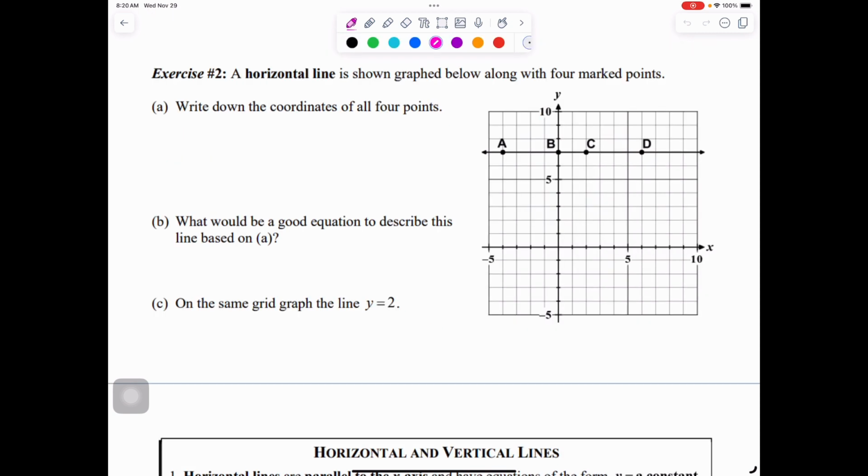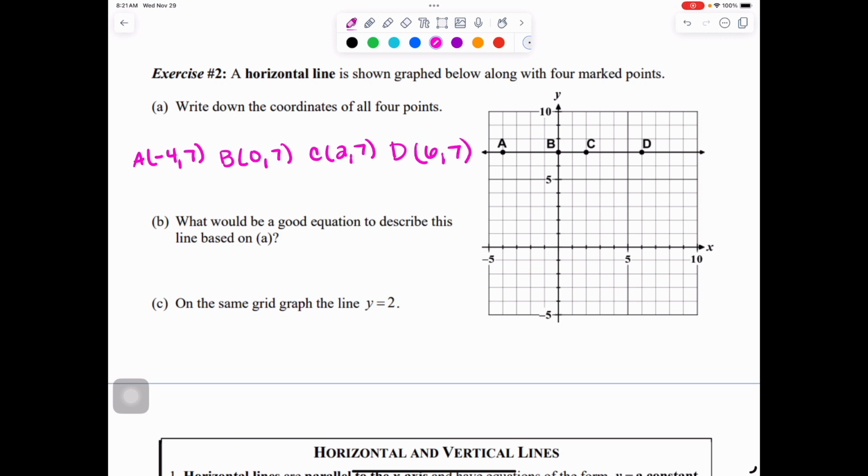In exercise 2, it says a horizontal line is shown graphed below along with 4 marked points. Very similar to the one you did on your own. It says write down the coordinates of all 4 points. We'll start with A. If I take a look at the coordinate for A, it ends up being at (negative 4, 7). B is at (0, 7), C is at (2, 7), and D ends up being at (6, 7).